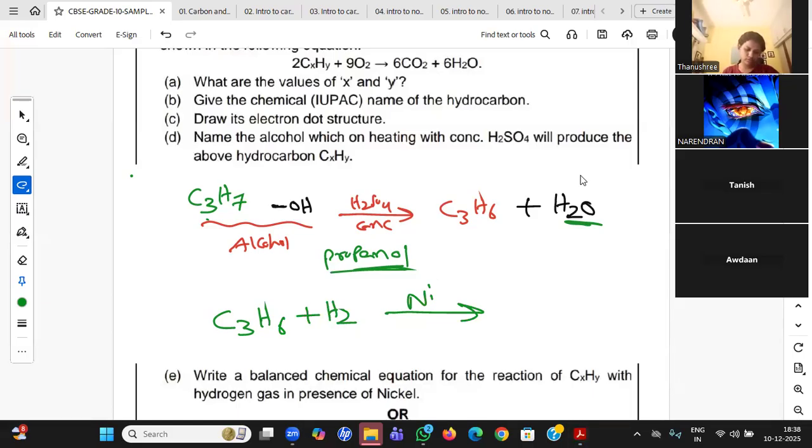Very good, Narendran. So which type of reaction? Please type Narendran's answer. Tanish, again change your answer. I think you have typed it wrongly. Very good, Narendran.